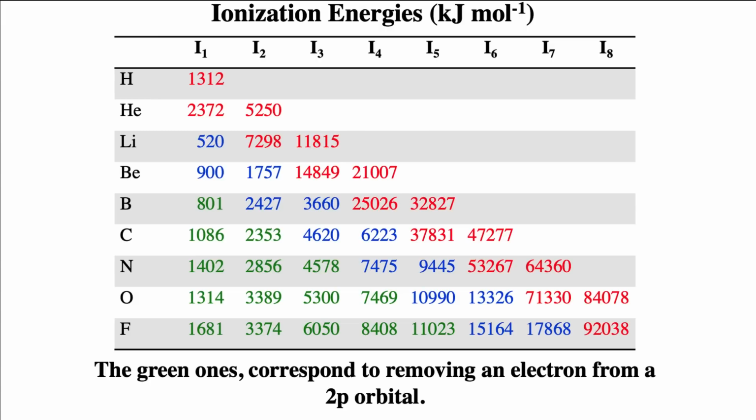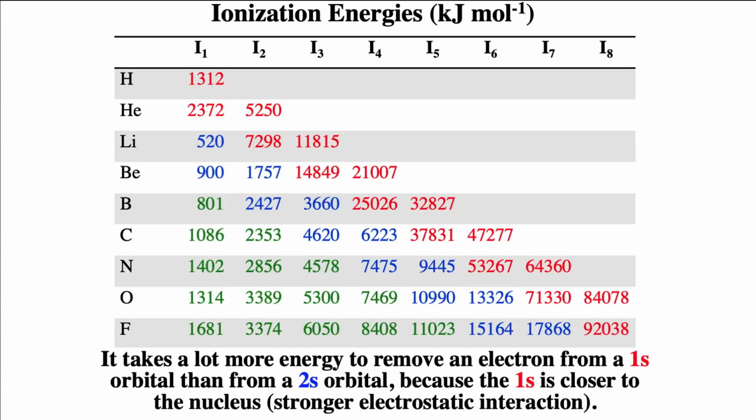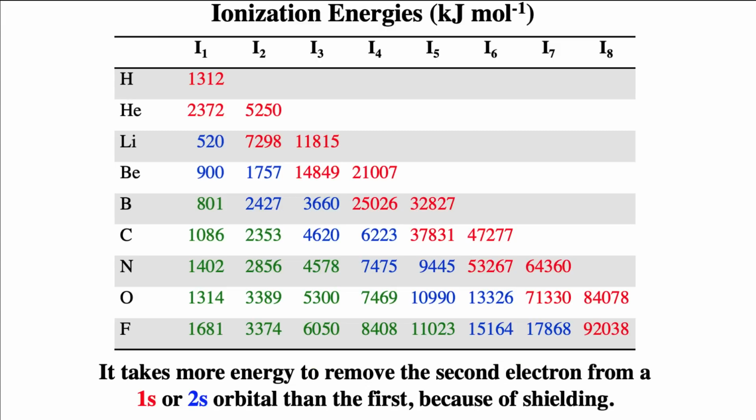And again, notice that these numbers are all different because you have a different number of protons, and so the energy required to remove an electron is going to be different. The energy required to remove an electron depends on the charge of the nucleus. It also depends on how many electrons you have, because that affects shielding. It takes more energy to remove the second electron from the 1s or 2s orbital than the first because of shielding.